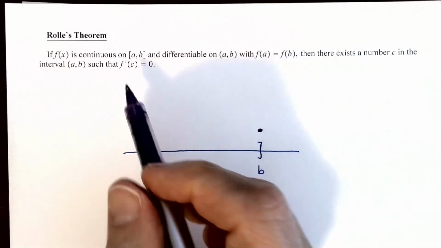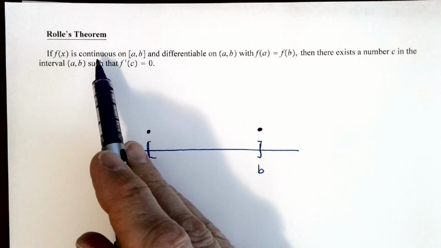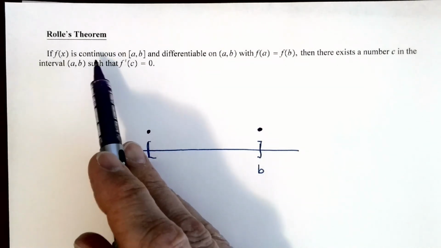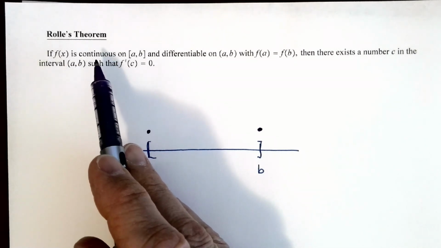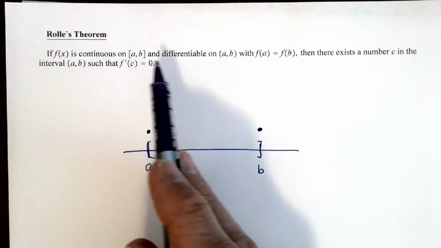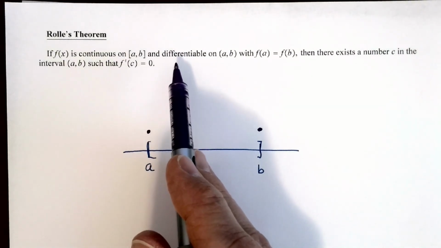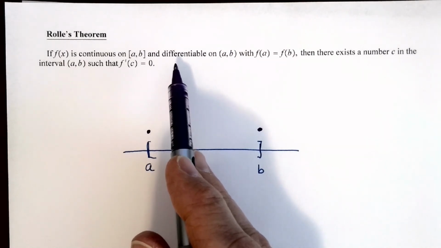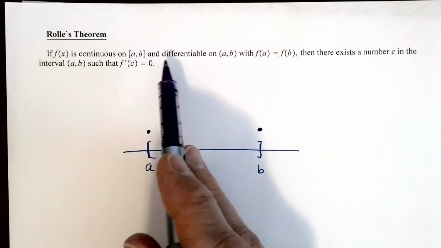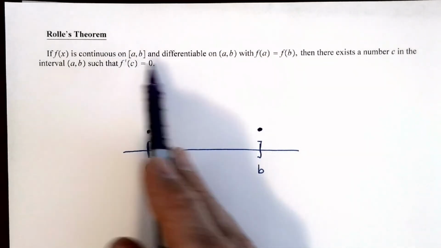Now, I want to draw a function, basically connecting these points, that's continuous. So no holes or gaps, jumps, no vertical asymptotes, right? And it's also differentiable. So differentiable means what? No sharp turning points, no vertical tangent lines. Basically it means it's smooth, with continuous tangent lines.